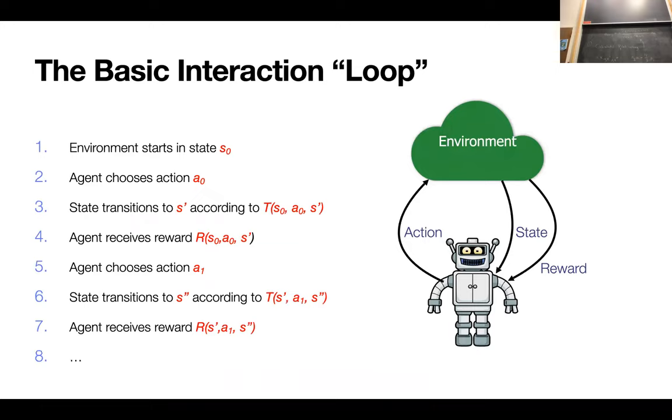I remember last time we described the interaction, the loop of the robot. The robot starts in state S0, takes an action, and then ends up transitioning to a new state S prime according to the transition function. Then it receives a reward in that new state S prime and repeats the same thing. It takes a new action, A1 now, transitions to a new state S double prime according to the transition function T again, and then receives a new reward R in this new state S double prime. It keeps doing this in a loop.